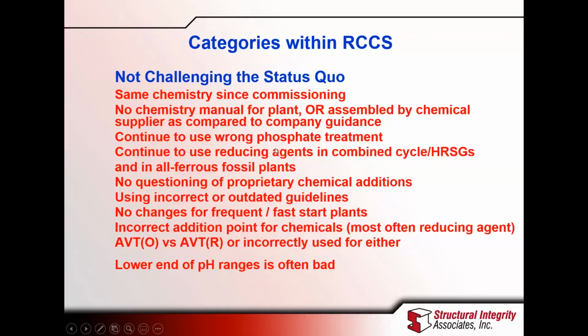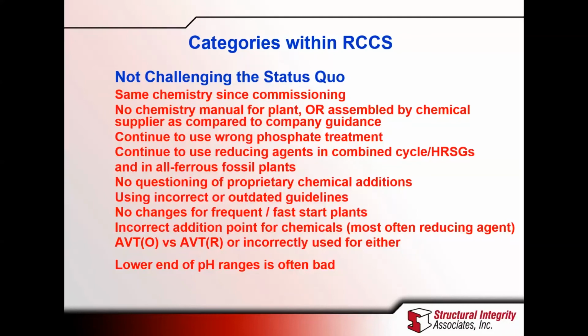Continue to use the wrong phosphate or phosphate treatments, or continue to use reducing agents. As we've indicated, we don't like reducing agents or oxygen scavengers. Many of you will call that in combined cycles, and in all ferrous plants. No severe questioning of what proprietary chemicals are being added, incorrect or outdated guidelines, and the most recent one, of course, is that no changes have been made for frequent or fast starting plants. And so these are some of the things that contribute to these features having an RCCS.